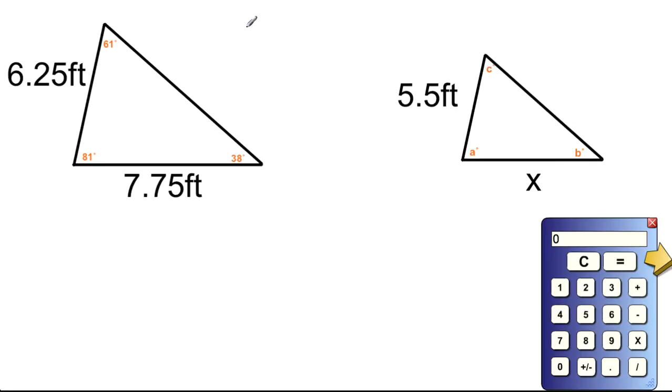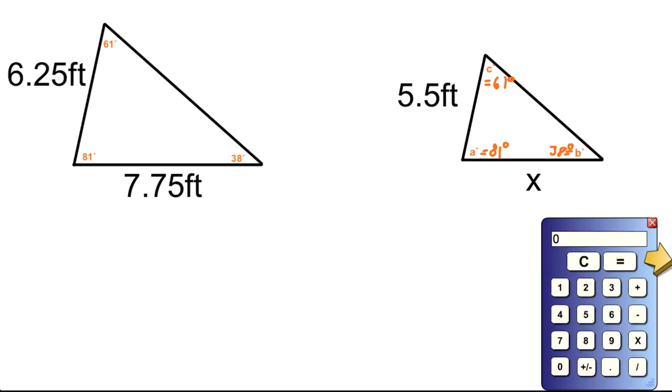So here, C, I see that corresponds with 61 degrees. That's 61. Over here, A corresponds with that 81 degrees, so that's exactly the same. And then lastly, the 38 degrees we have in that corner right over there. So we have all of our angles labeled.